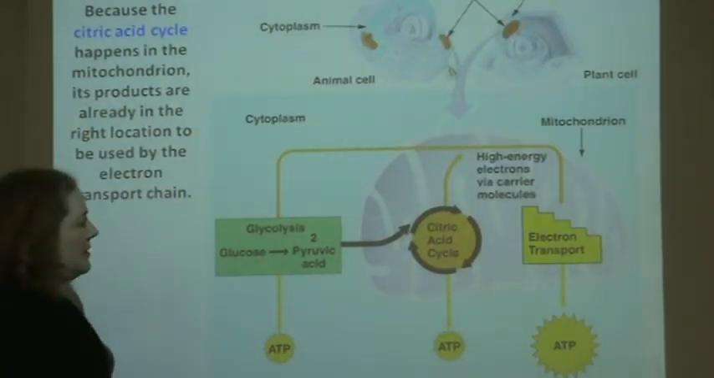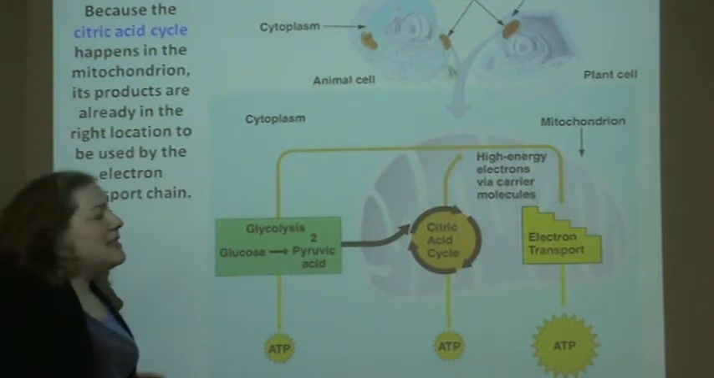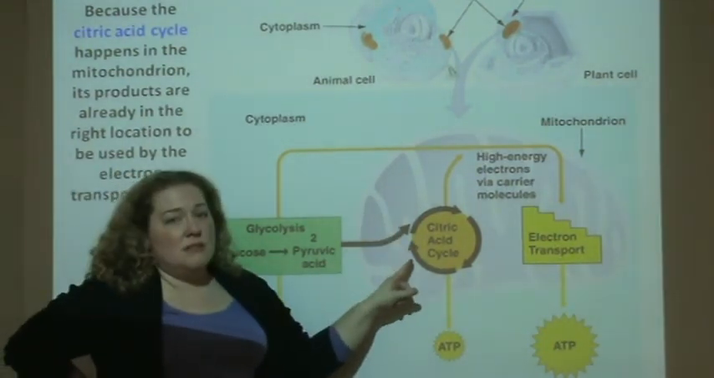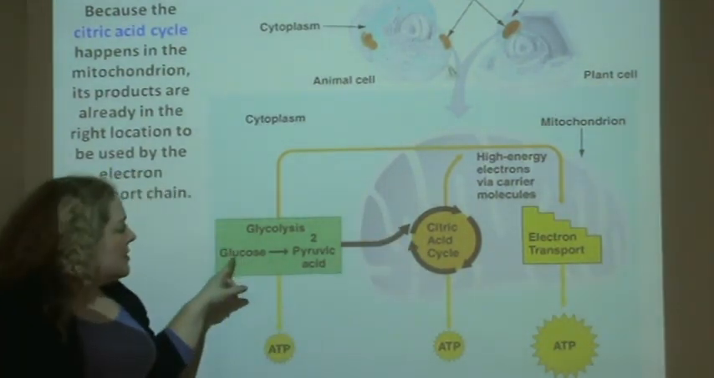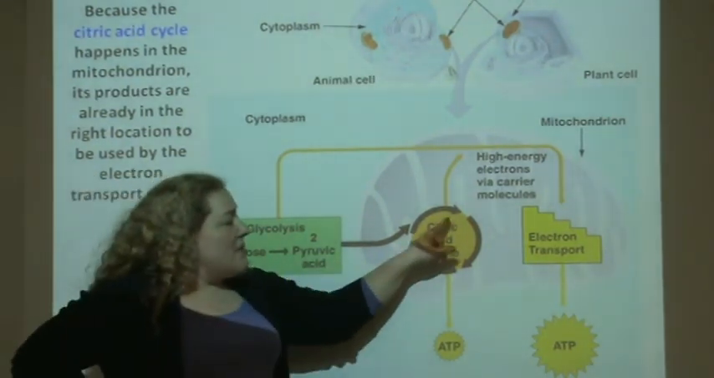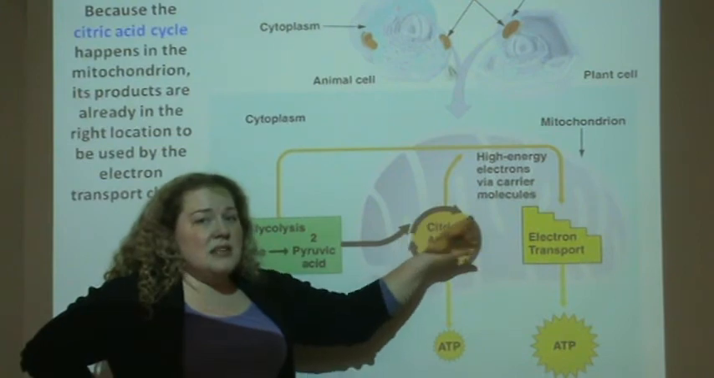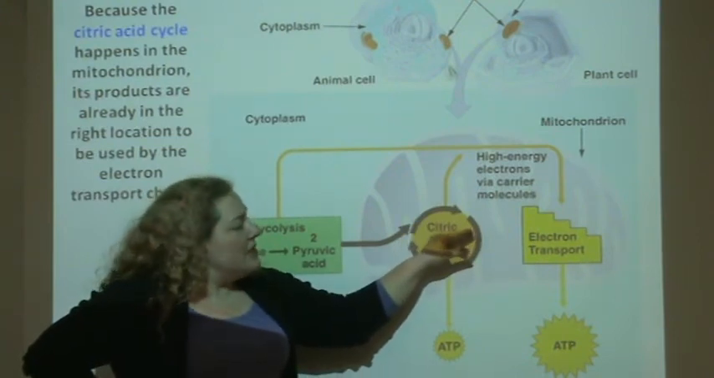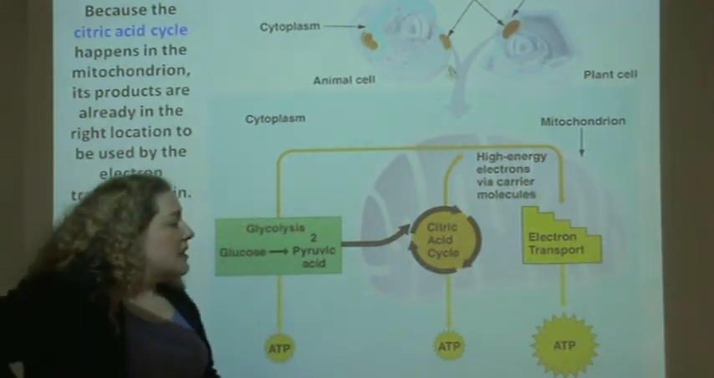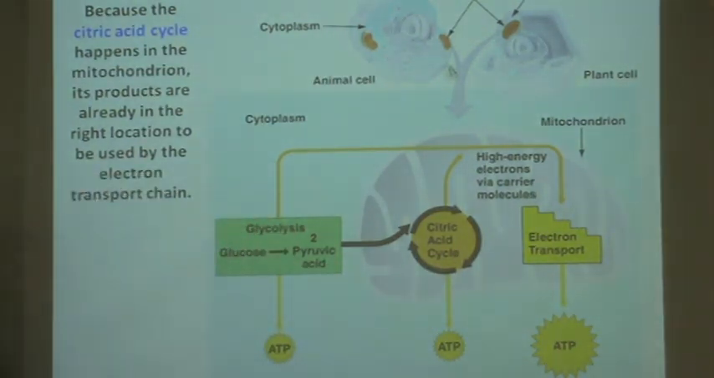Okay, so let's go back and review where this is happening. The citric acid cycle happens inside the mitochondria. Glycolysis was happening in the cytoplasm, but the stuff that came out of the citric acid cycle is in the mitochondria. And fortunately enough, the electron transport chain is in the mitochondrion as well. So that's convenient for the cell.